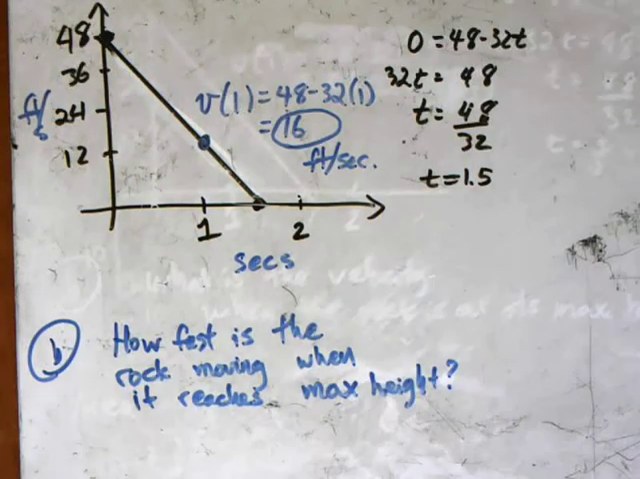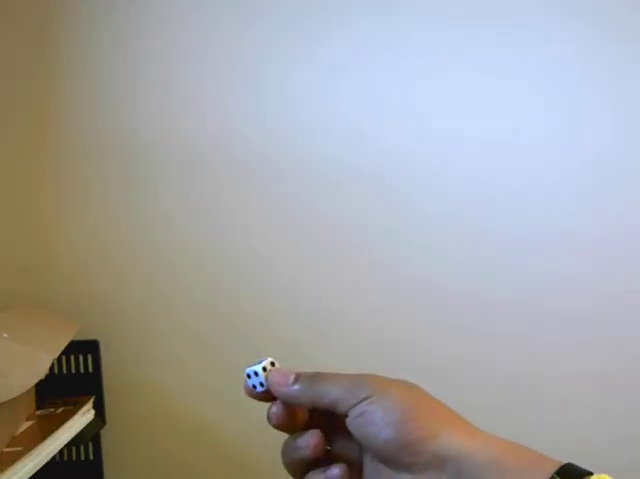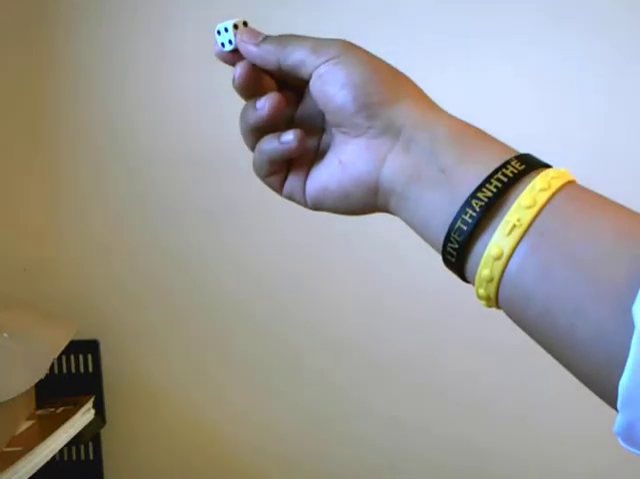Okay, and this is really a physics question about all projectiles, not just this rock. So let's take a look here. I have this cube here, which is going to represent my rock. And if I toss it up in the air, it reaches maximum height, it starts to come down. So the question here is, how fast is it moving when it reaches that max height?